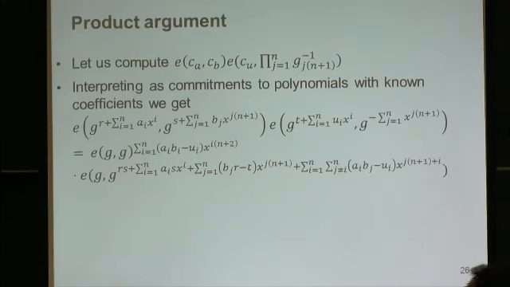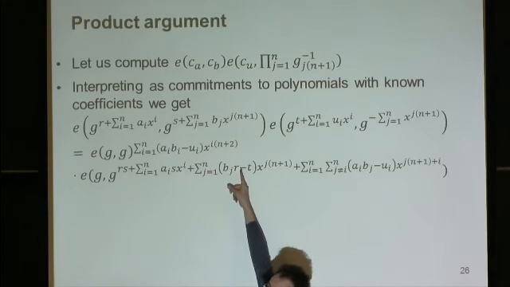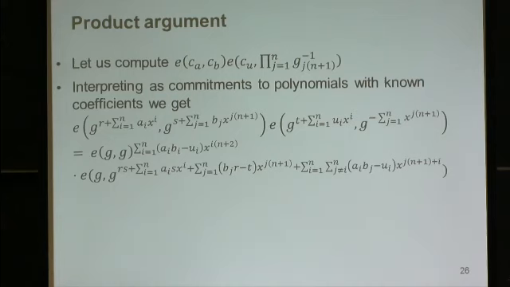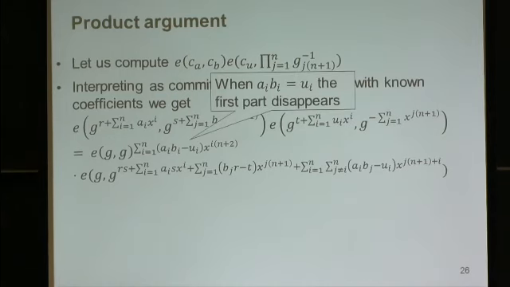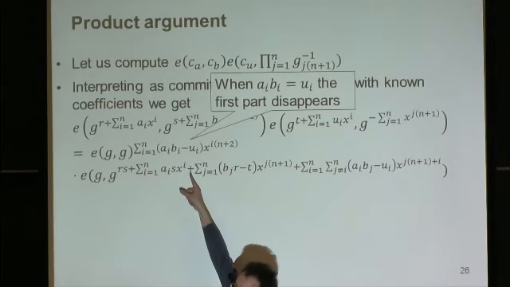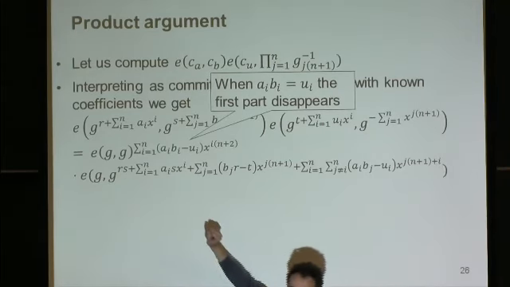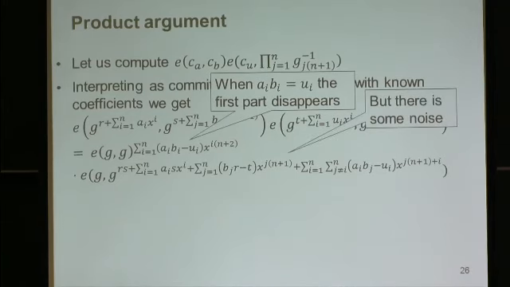And here we get this mysterious n plus 2 value as well. So if everything is okay, if a_i times b_i is the same as u_i, then the first part will simply disappear, because that will be 0 for all the i values, and it will just go away. But there's also some noise. And the idea behind this product argument is basically to cancel out the noise.